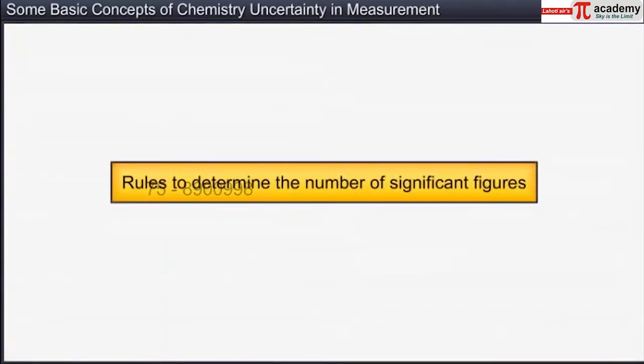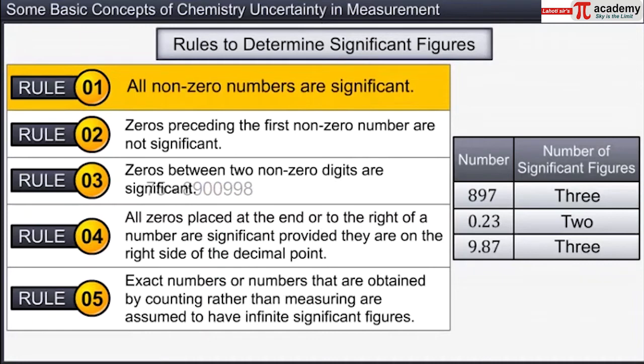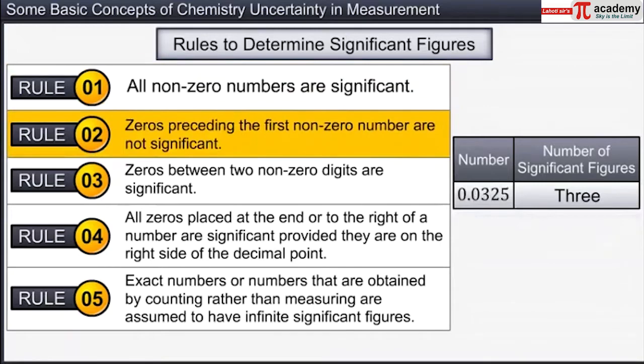Let's see the rules to determine the number of significant figures in a reported quantity. The first rule says that all non-zero digits are significant. For example, 897 has 3 significant figures, 0.23 has 2 significant figures, and 9.87 has 3 significant figures. According to the second rule, zeros preceding the first non-zero number are not significant.